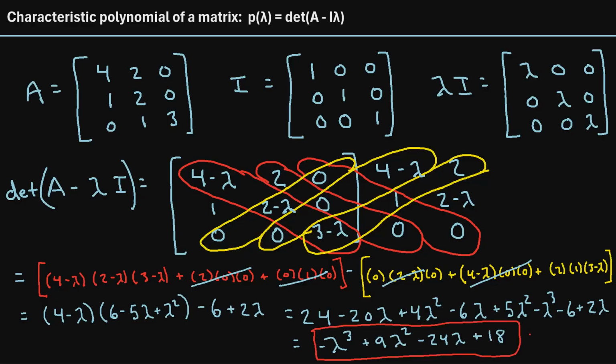And one last thing to note is that the reason that we actually find the characteristic polynomial is because if we set this polynomial equal to 0 and we solve for the lambda values, those lambda values are the eigenvalues of the matrix. So that's the main reason for even finding the characteristic polynomial in the first place.